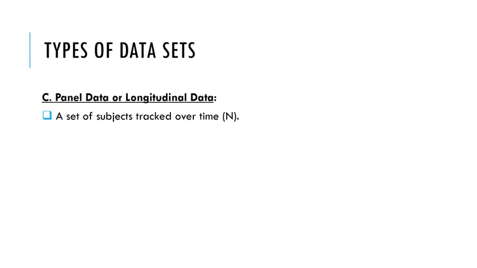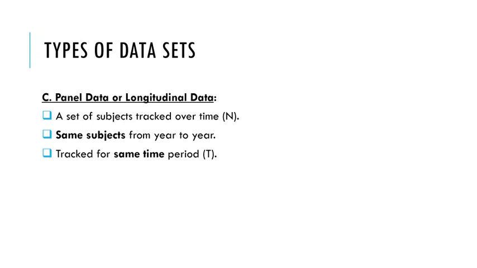Set of subjects is the cross-sectional element, but tracking over time, that's the time series element. So we basically have cross-sectional time series data. So it's the same subjects from year to year, and that's an important distinction with panel data. It's the same exact subjects, but year to year to year. The subjects aren't changing each year. And we're tracking that set of subjects for the same time period every year.